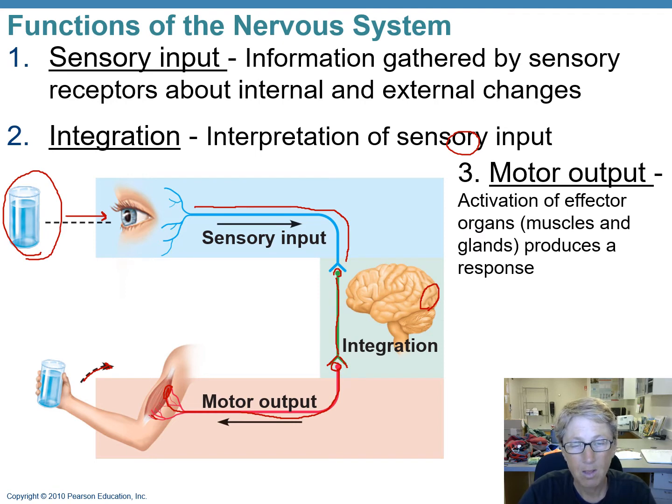And then the third part of this series of events in the nervous system is the motor output, where you activate effector organs. And in this cartoon, the effector organ is a muscle, but the effector organ could be a gland that causes you to secrete.